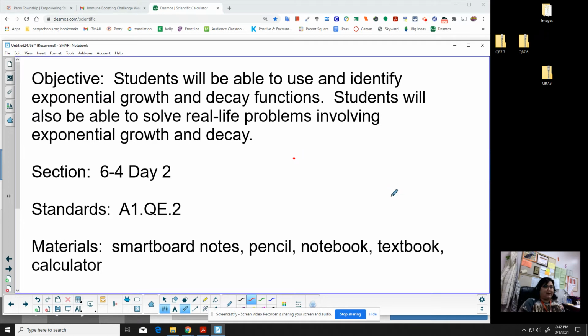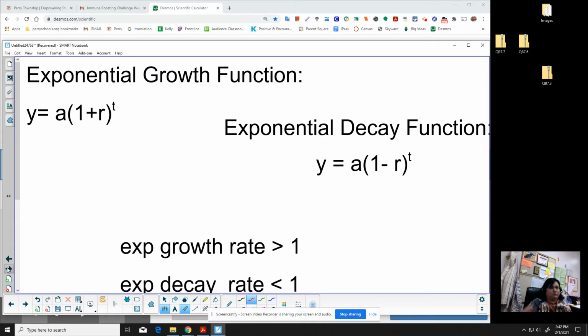There. We're going to talk about the second day of 6.4. I hope first day went well for you. The first recording was about tables and just identifying what was there. So now we're going to do some application with it. All right, so just reviewing the two formulas.